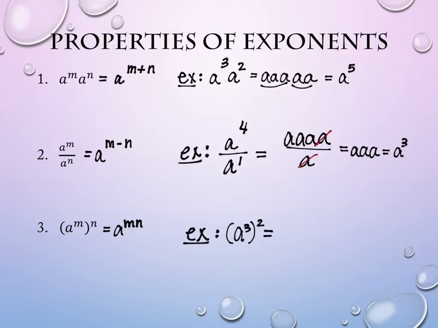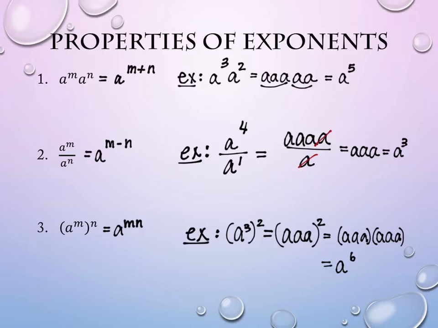So a cubed means I have 3 a's. Squaring something means I multiply it by itself. So I have a cubed times a cubed. How many a's is it? It's 6 a's. So this is a to the 6th. And how do I get from 3 and 2 to 6? Multiply, right? Okay, so all that okay so far?